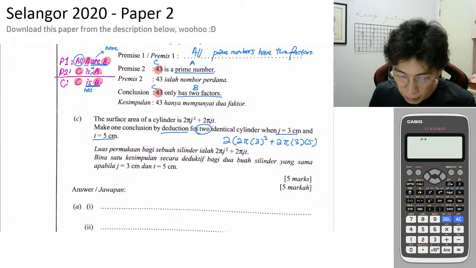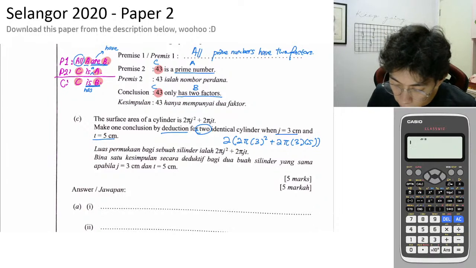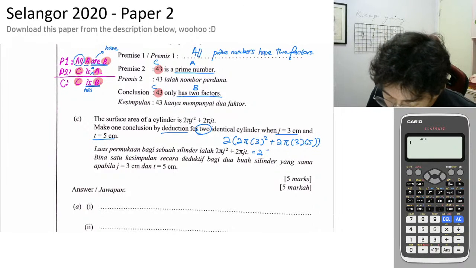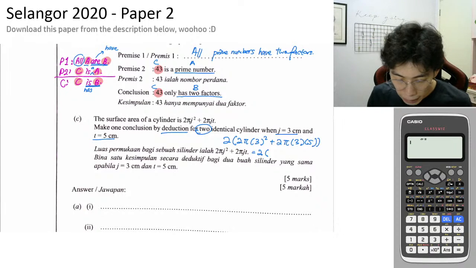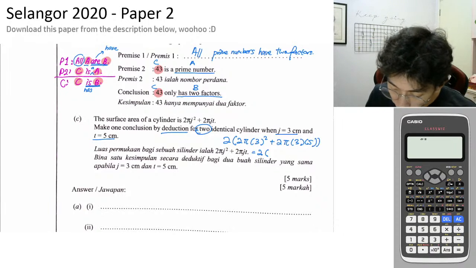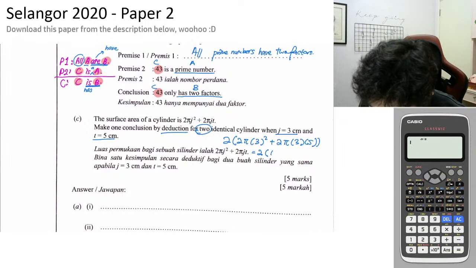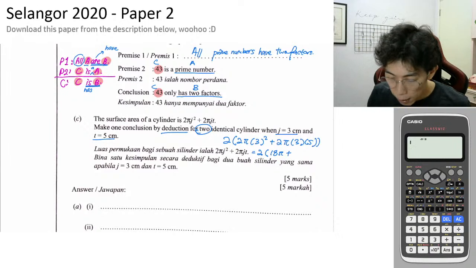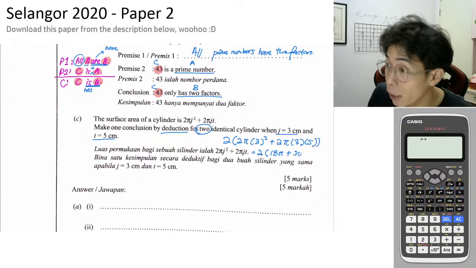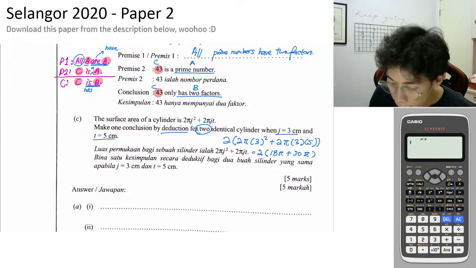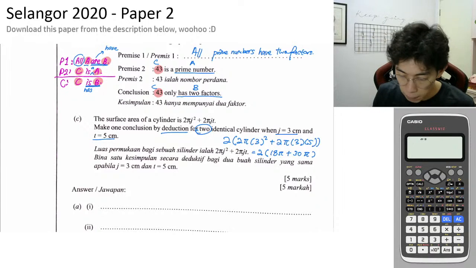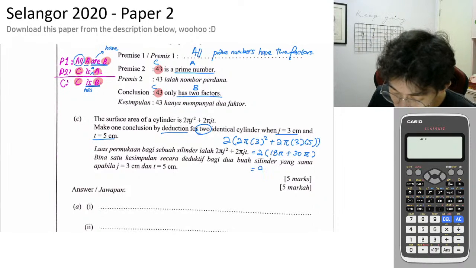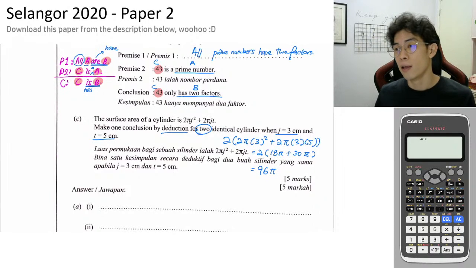Okay, so I'm going to get this answer first, everyone. So 3 square is 9. 9 times 2 is 18. 18 pi plus 15 times 2, 30 pi. And of course you can add up the same unknown: 18 plus 30, you get 48. 48 times 2, fantastic, 96 pi.